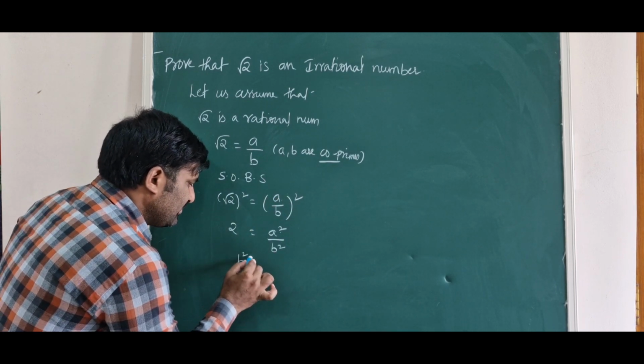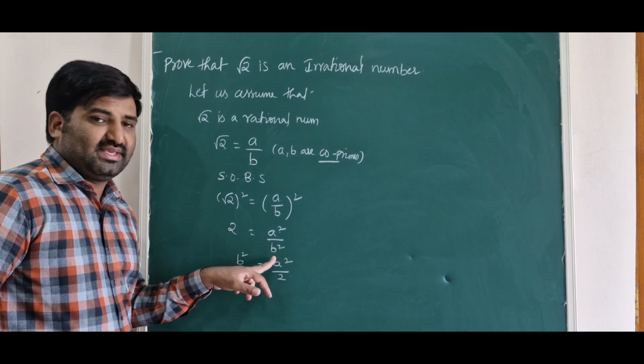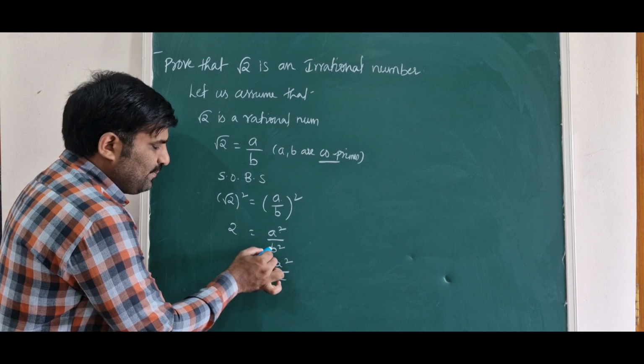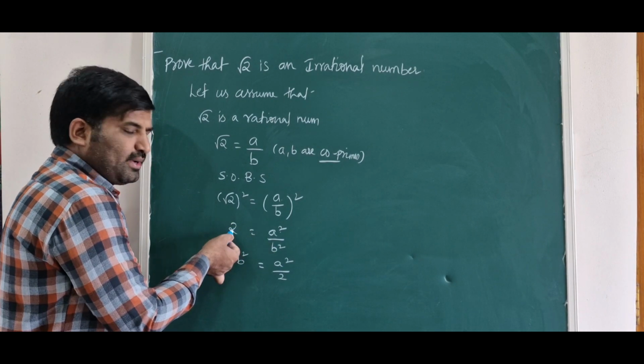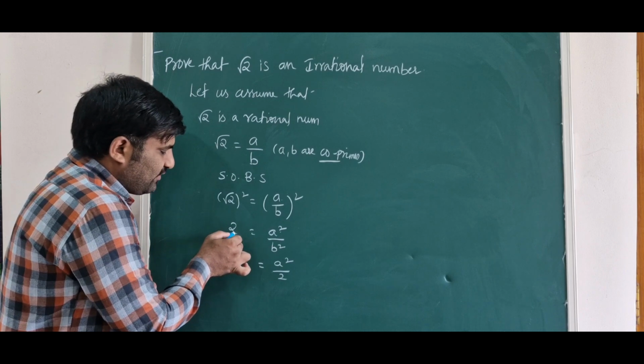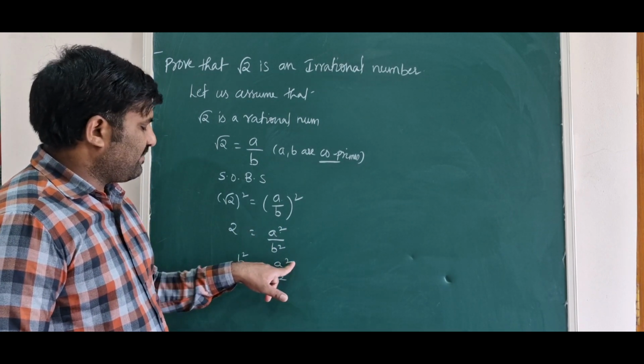Next I am writing b square is equal to a square by 2. I transpose the 2 and b square, I interchange these two. If I bring this b square to the left side, it will go to the numerator as a single term. Here we have 2; if you transpose it to the right side, it will go to the denominator. So b square is a square by 2.